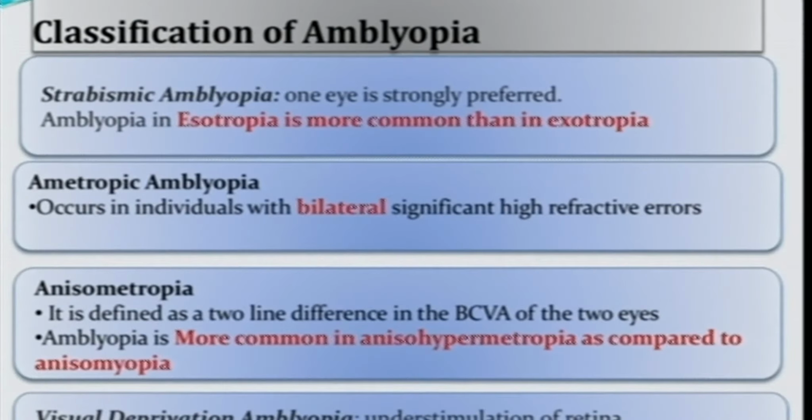So amblyopia can be classified as strabismic amblyopia, ametropic amblyopia, anisometropic amblyopia, and visual deprivation amblyopia. We all are aware of the causes for the same. As Dr. Rohit discussed in detail, there are various ways of measuring visual acuity in children. You can directly measure visual acuity, or you can look at the fixation pattern. You can also look at the presence of squint, which gives you an indirect idea of poor vision.